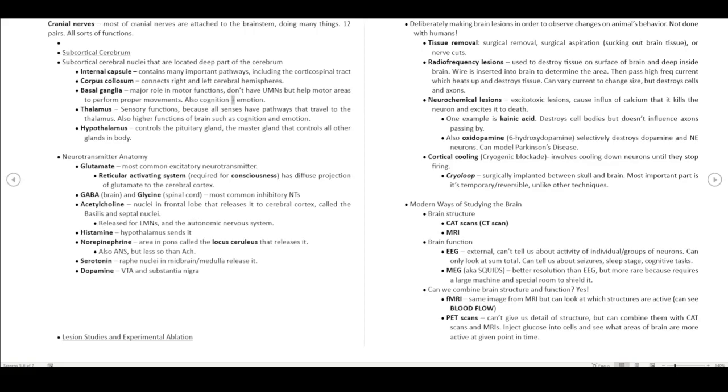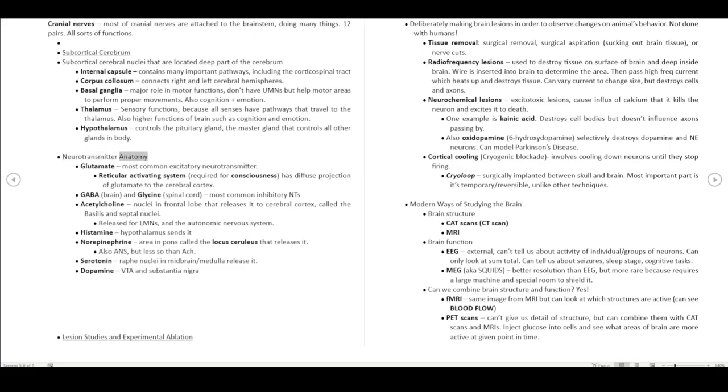Also cognition plus emotion. Thalamus, sensory functions, because all senses have pathways that travel to the thalamus. Also higher functions of the brain such as cognition and emotion. Hypothalamus controls the pituitary gland, the master gland that controls all other glands in the body.